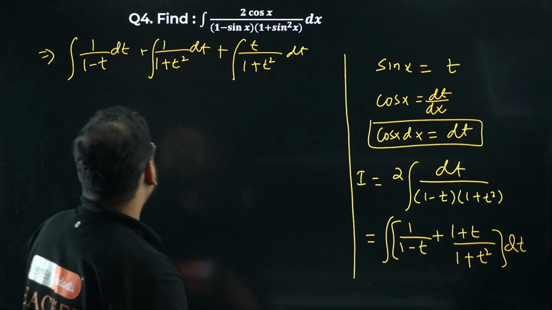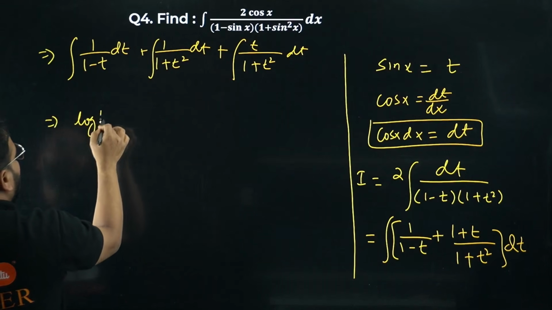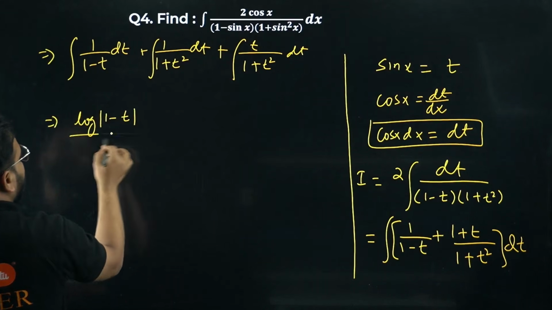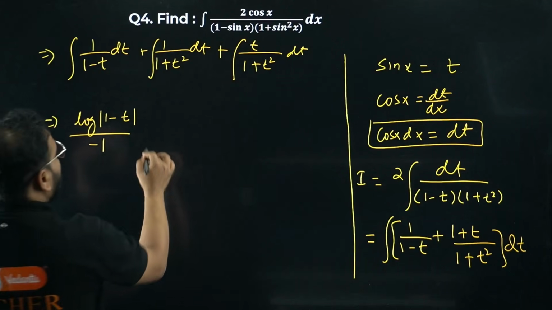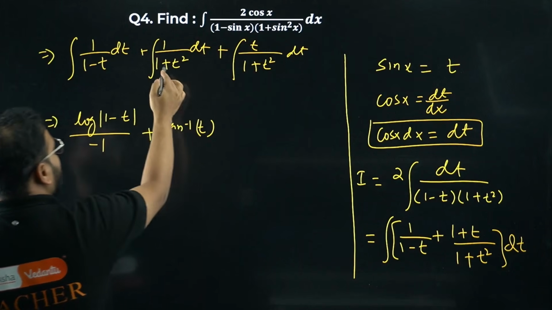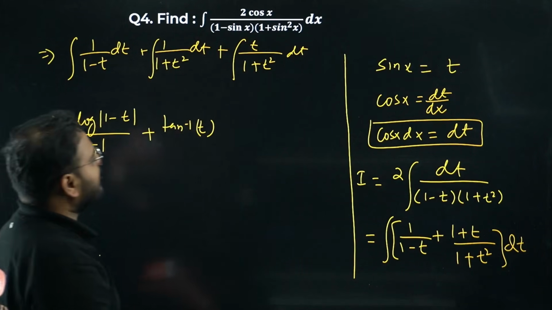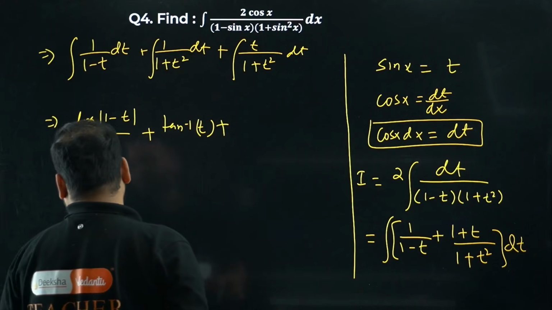Now let's check. For this part, it's simply going to be log of 1 minus t divided by minus 1. Correct? t is negative, that's why minus 1. What about this, bacha? Tan inverse of t. This formula, 1 upon 1 plus t square, is simply going to be tan inverse of t. What about this, sir? This is very important. This part is different. Have a look.